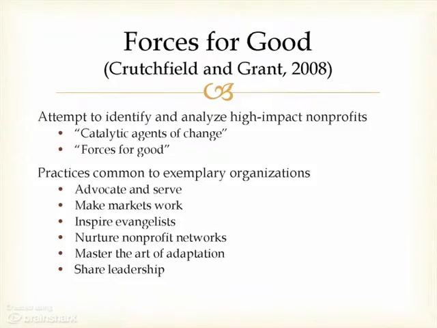So in 2008, Crutchfield and Grant wrote a book called Forces for Good: The Six Practices of High-Impact Nonprofits. And this is where they made an attempt to identify and analyze the high-impact nonprofits, who were the catalytic agents of change, and who were the forces for good. And they found that there were six practices that were common to exemplary organizations.